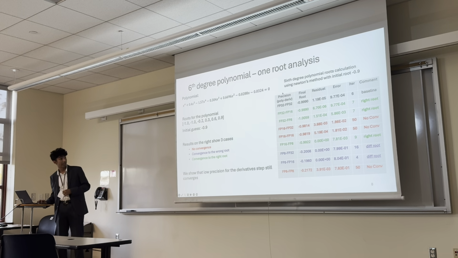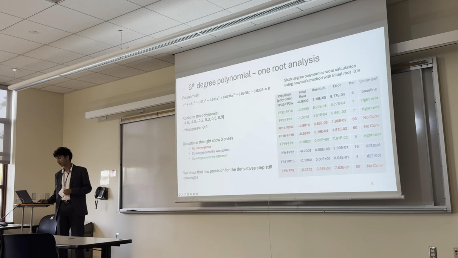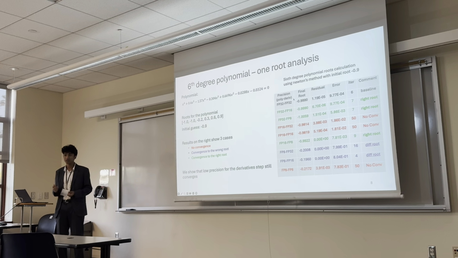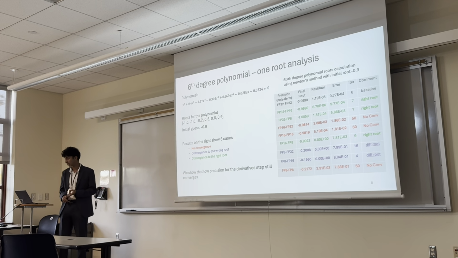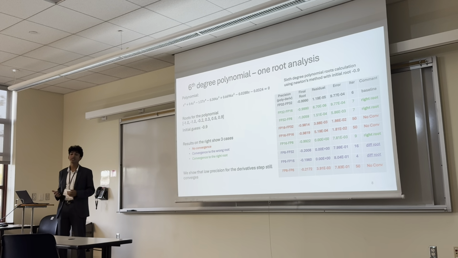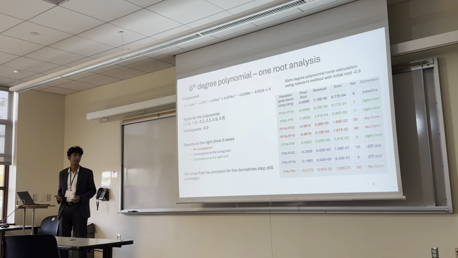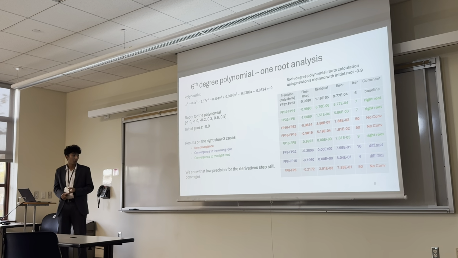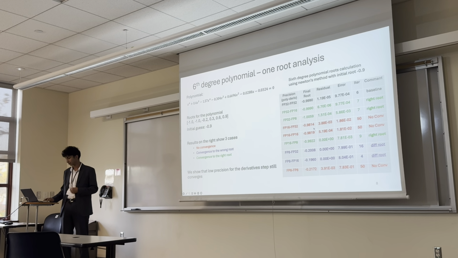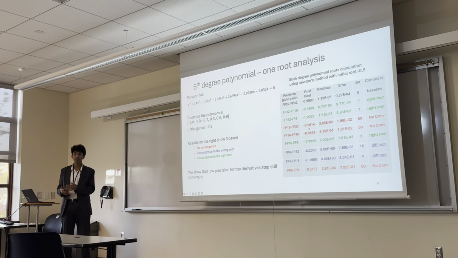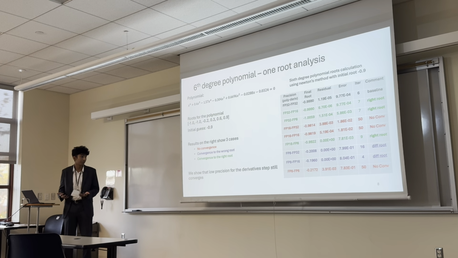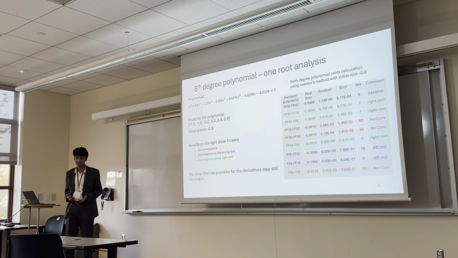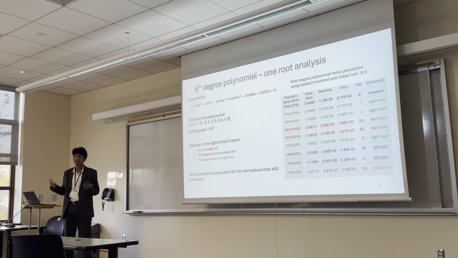The left-hand column in this table is all of the different combinations that we use for the polynomial and derivative calculations. And as you can see by the colors, we obtain 3 different kinds of solutions. Either we converge to the right root, we don't converge at all, or we converge to the wrong root in purple. But using our results from the convergence in the right root, we do see that we can use low precision for the derivative, and it still converges.